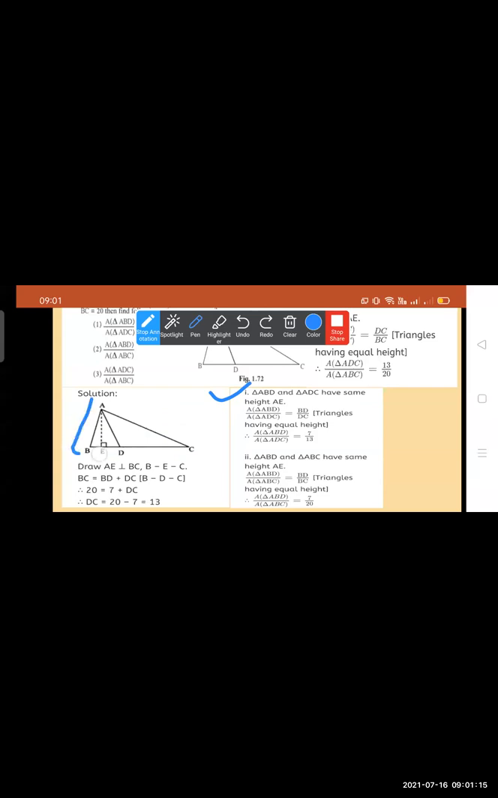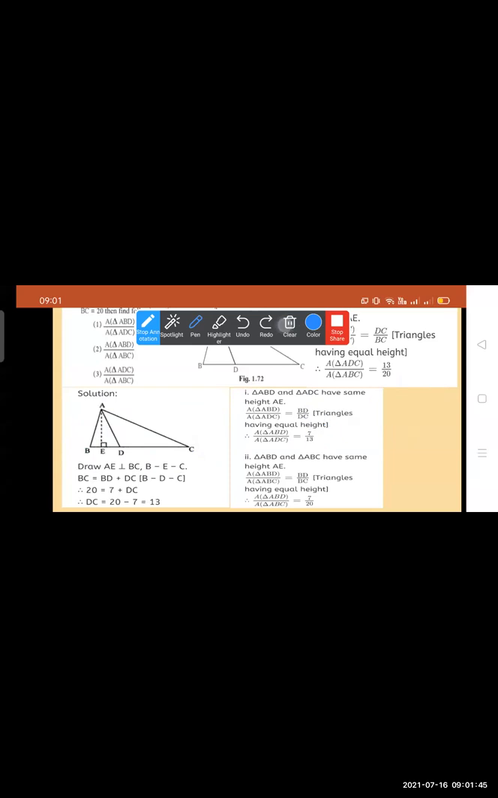Triangle ABD and second ADC. In these two triangles, AE is the height. So height is common. Then we find the ratio by using the formula B1 by B2. So B1 is BD and B2 is DC. So here we find the ratio BD by DC. So BD is 7 and DC is 13. So if you write in this way, you will get 1 mark.